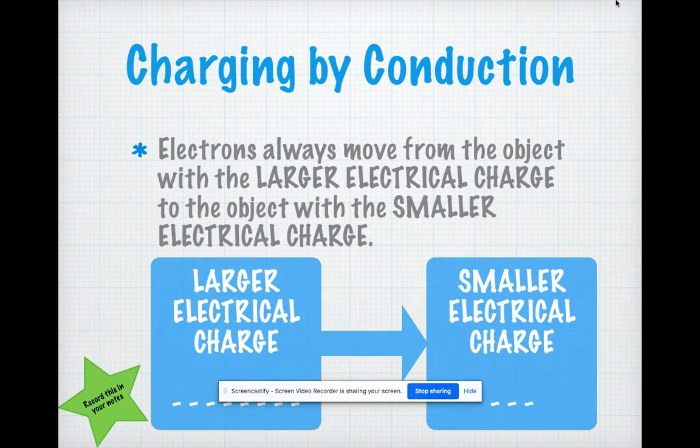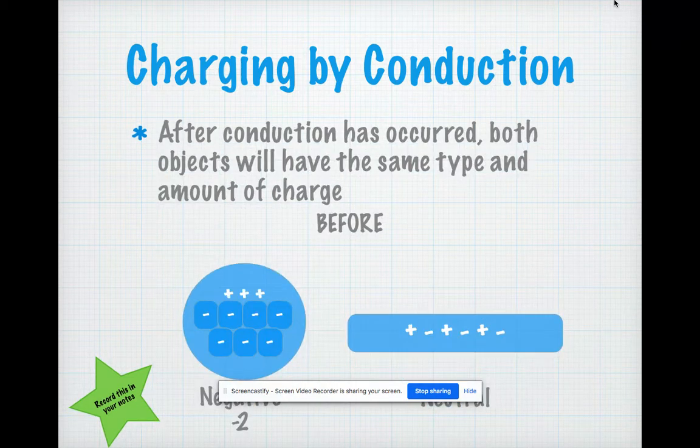Before we get to that, just a reminder of which way the electrons are always going to move. They're always going to move from the object with larger electrical charge to smaller electrical charge. So our object on the left had a larger electrical charge, it had more negatives. Our object on the right had a smaller electrical charge, it had fewer negatives. So we always move from the object with more electrons to the object with fewer electrons. Now let's take a look at what our objects looked like before and after.